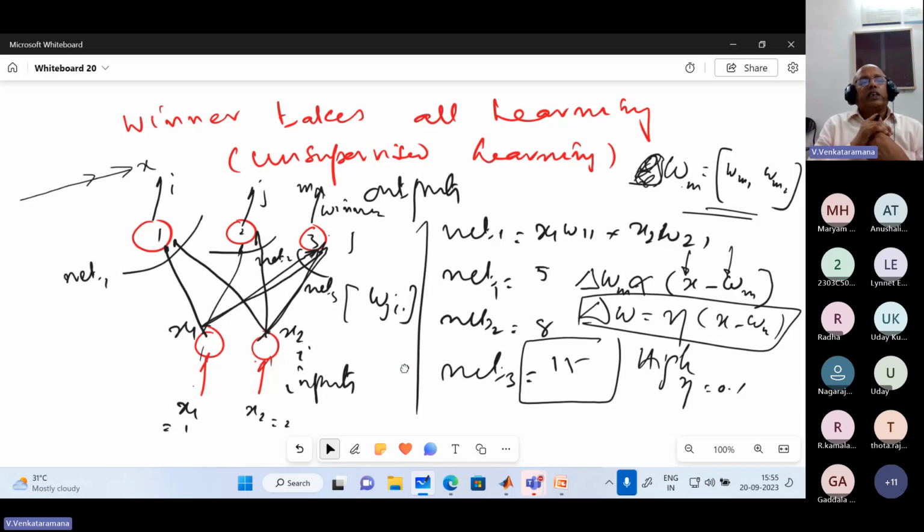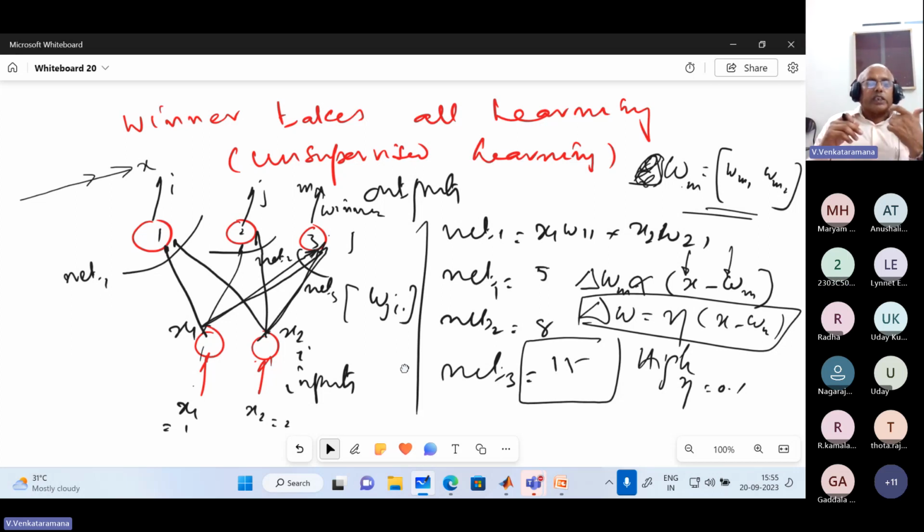Therefore, in supervised learning, we have seen three types: one is Widrow-Hoff learning, another is perceptron learning, and another is the delta rule. In the case of the delta rule, a continuous activation function is required. In the case of Widrow-Hoff, there is no activation function at all. In the case of perceptron learning, we require a linear activation function.